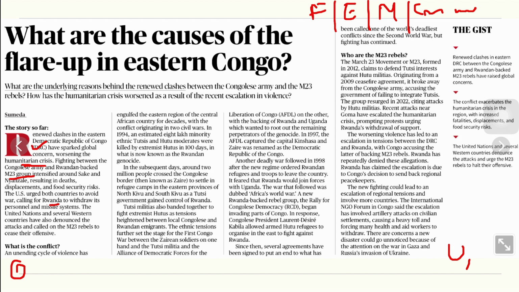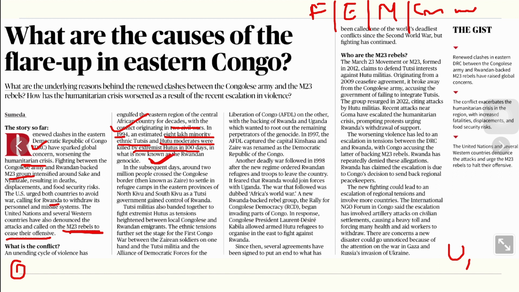The United Nations and several Western countries have also denounced the attacks and called on the M23 rebels to cease their offensive. An unending cycle of violence has encircled the eastern region of the Central African country for decades, with the conflict originating in two civil wars. In 1994, an estimated 8 lakh minority ethnic Tutsis and Hutu moderates were killed by extreme Hutus in 100 days. That is what is known as the Rwandan genocide.